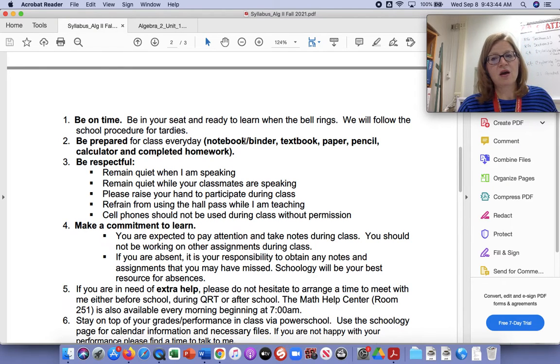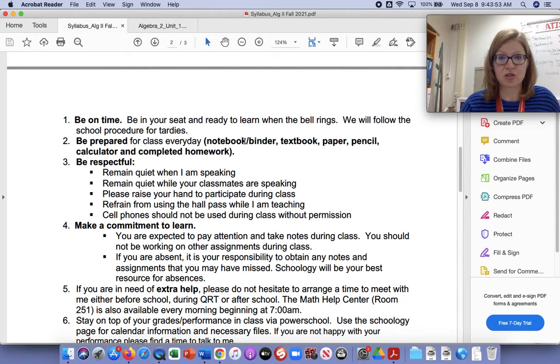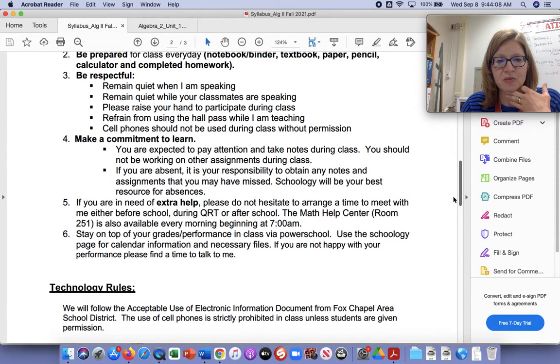The notebook: what happens in this class is we have these little booklets here. They're going to get a booklet for each particular unit, so they want to make sure they always have that with them. The textbook, they all have a textbook. They should have paper and pencil. The calculator, I have a class set of calculators, they can use those, and their completed homework. Just be respectful, make a commitment to learn.